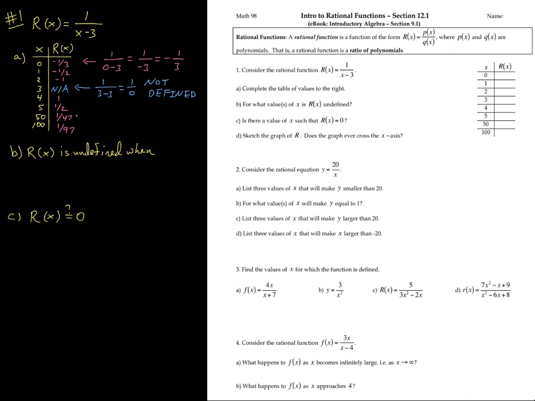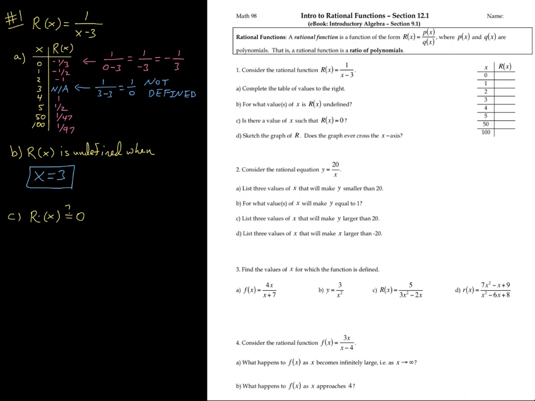Okay, so these are the table values, and now on to B, where it says r of x is undefined when. Well, going back here, it's going to happen when there's a division by 0, and we see that that occurs when x is equal to 3. All right, so that would be part B.